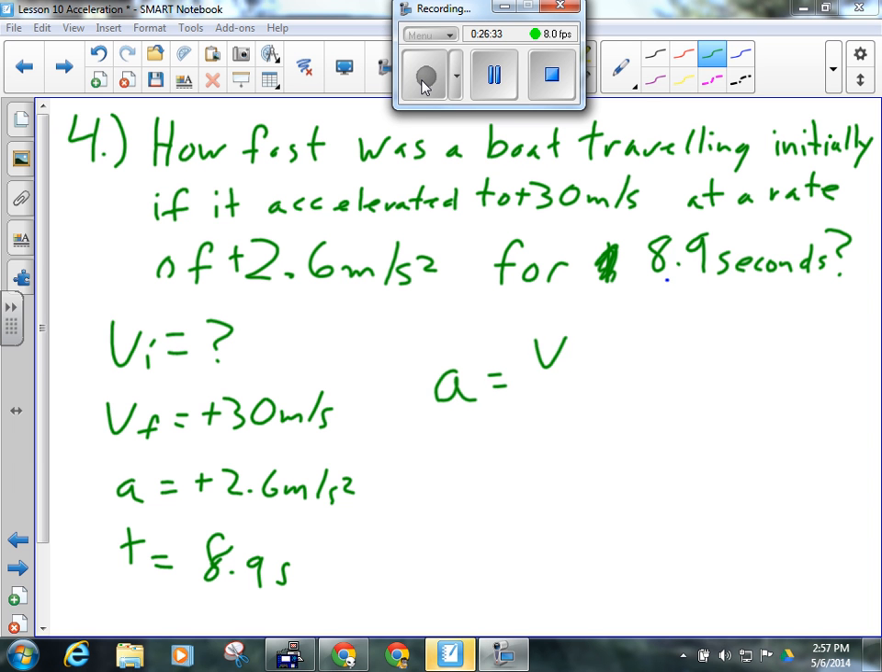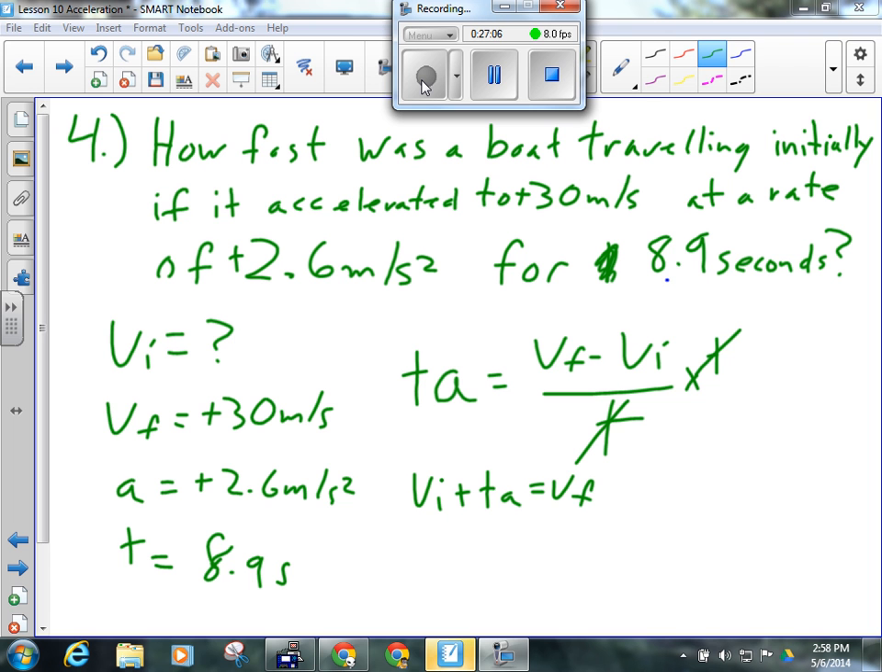A equals VF minus VI over T. I'm solving for VI this time. Again, I have to obey order of operations. I do my multiplication and division first, so I'm moving T over first. Then I want to get VI by itself, but I don't want it to be negative. If I move VF over, I'm going to be solving for negative VI, and I'd prefer not to do that. So I'm going to add VI to both sides. That gives me VI plus T times A equals VF. Well, that's the formula we used the last time.